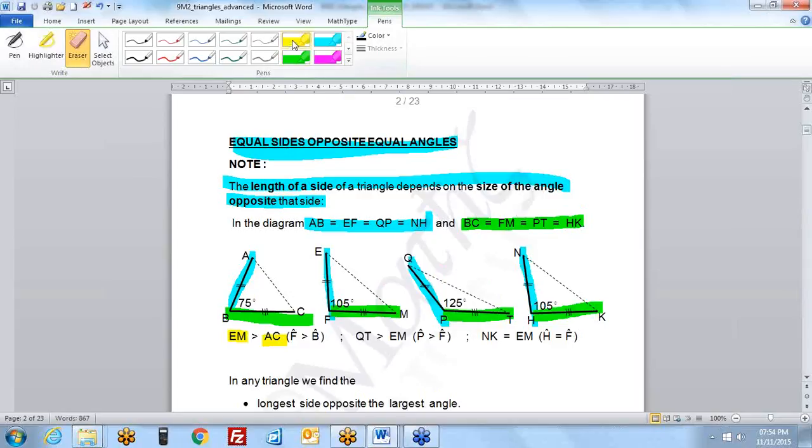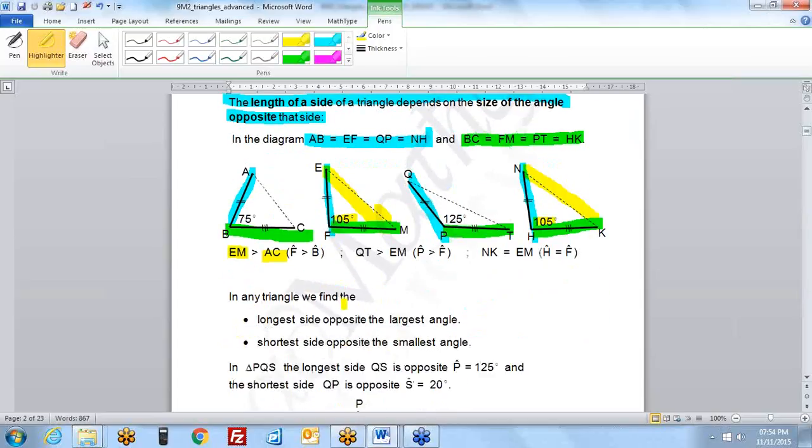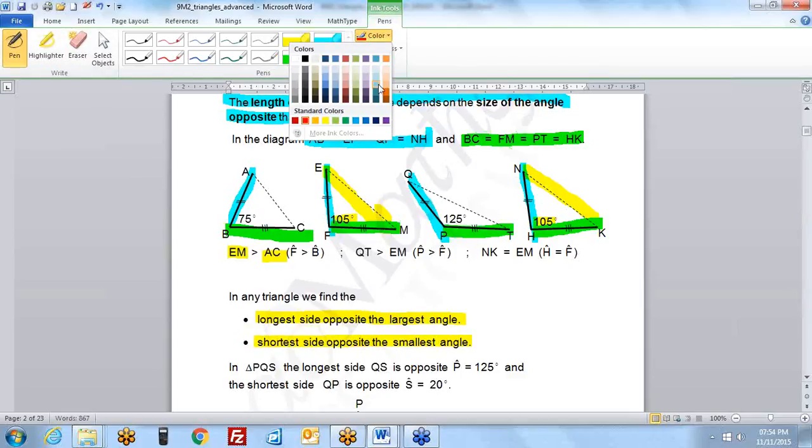And then NK equals EM. So they are the same length because both of them are opposite an angle which is exactly the same size. So angle F is 105 degrees and angle H is also 105 degrees. Therefore, side length EM is the same length as NK. In any triangle, we find the longest side opposite the largest angle and the shortest side opposite the smallest angle. So that will be easy to remember. So we're going to NB that.